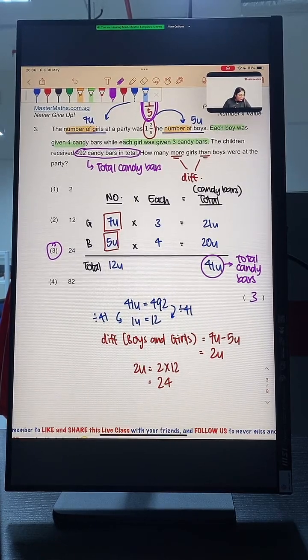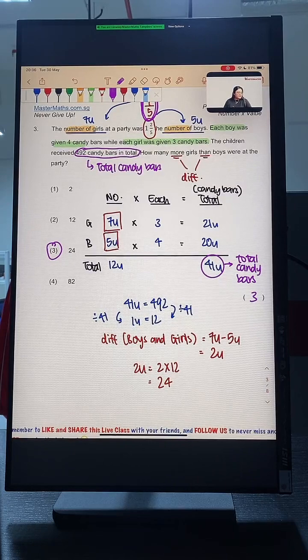Wow, somebody said he improved 1 mark for math. 1 mark is also better, okay? Better than nothing. An improvement is still an improvement. So good job.